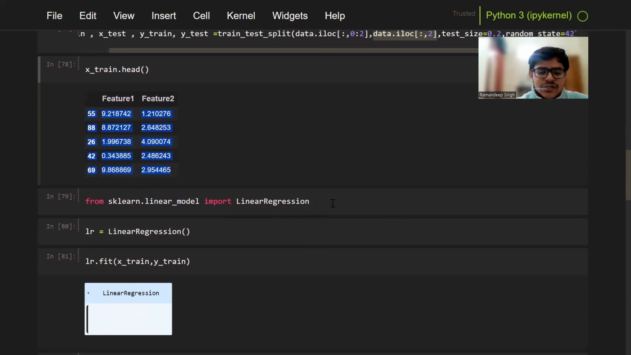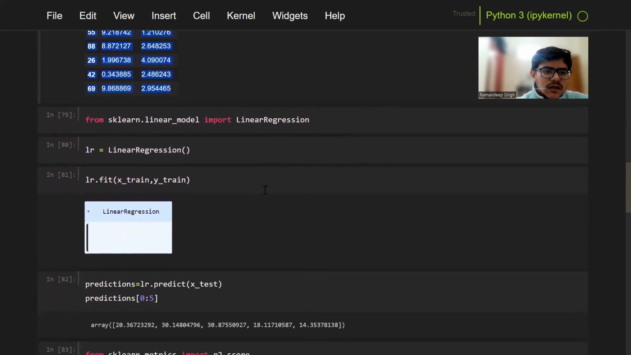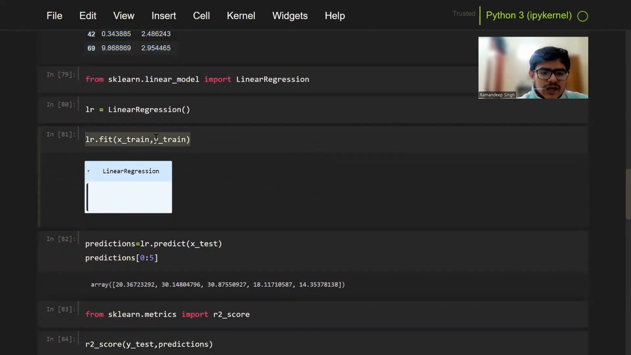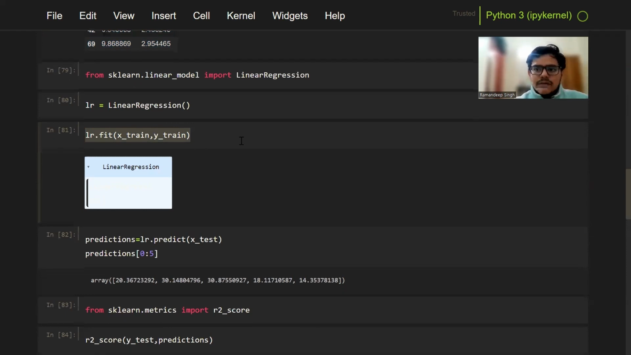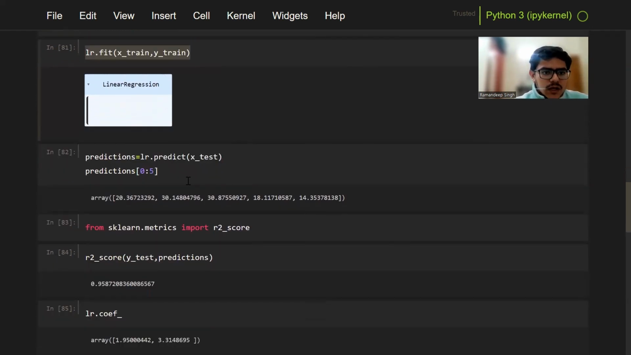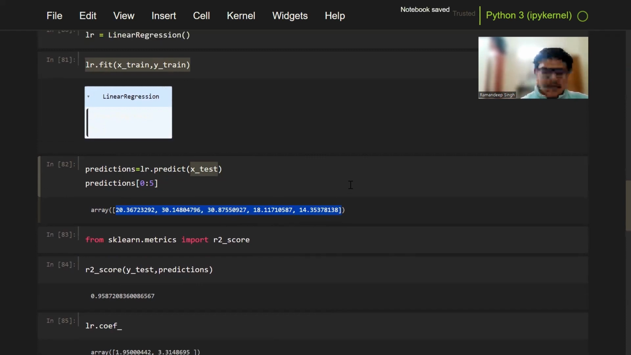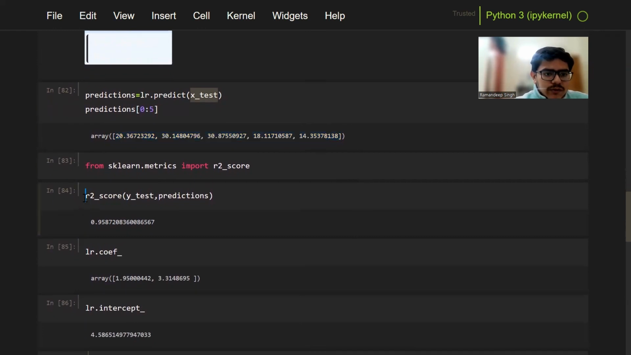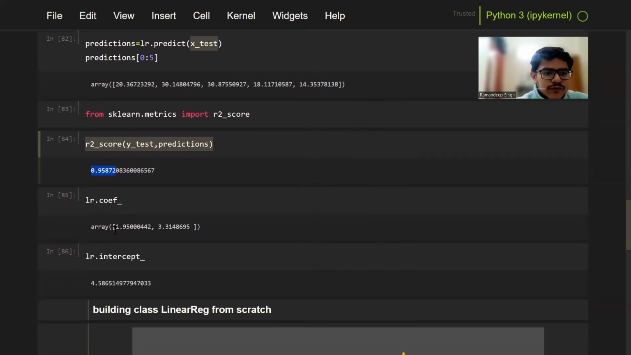And then I have imported LinearRegression from sklearn, and I have trained the model here. I have passed the input and output of the training data. Then I have predicted on the testing set, and these are the first five predictions of my model with respect to the test set. Then the R2 score, which tests the accuracy of my model, is coming out to be 95.8%, right? And the coefficient of my column 1 is 1.95 and the coefficient of my column 2 is 3.31.